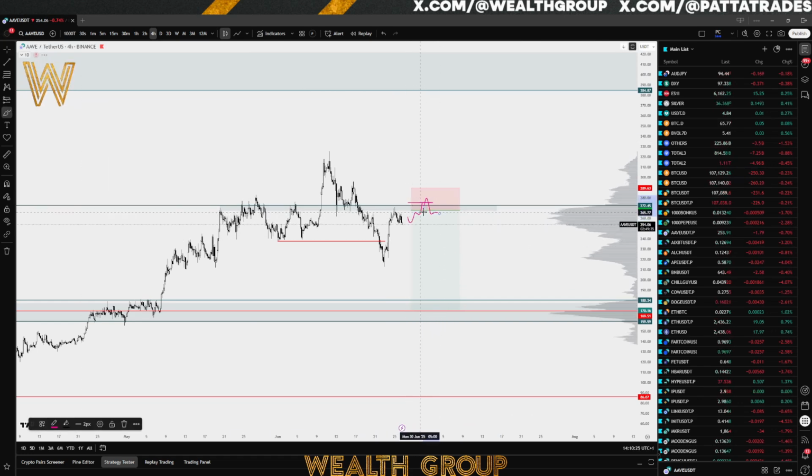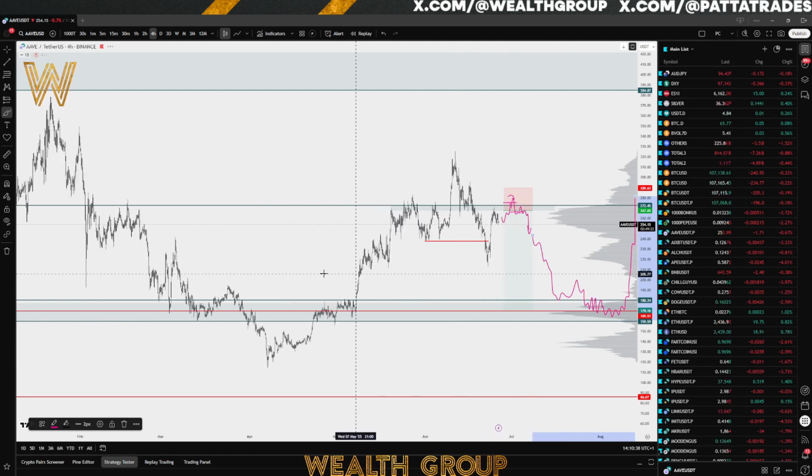I think AAVE could do something along the lines of this. Break up, give us the break of structure, deviation, and then sort of bleeds into July, August before forming some sort of bottom, and then legging up going into August and September. I think that seems like a really nice scenario. Backfill some of this imbalance that was made on the move up.